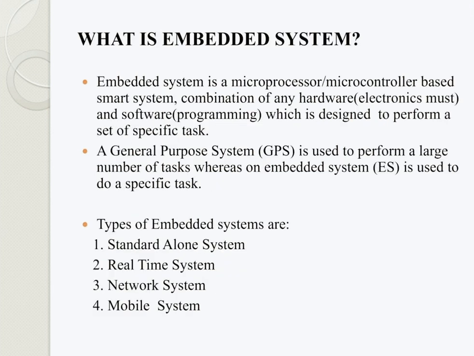Next, what is an embedded system? An embedded system is a microprocessor or microcontroller based smart system, a combination of hardware and software designed to perform a set of specific tasks. A general purpose system is used to perform a large number of tasks, whereas an embedded system is used to do a specific task. Types of embedded system are: first one, standalone system; second one, real-time system; third one, network system; fourth one, mobile system.